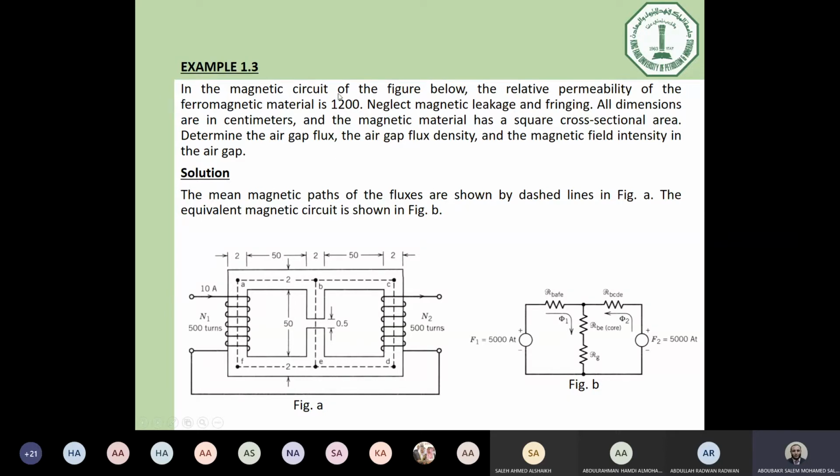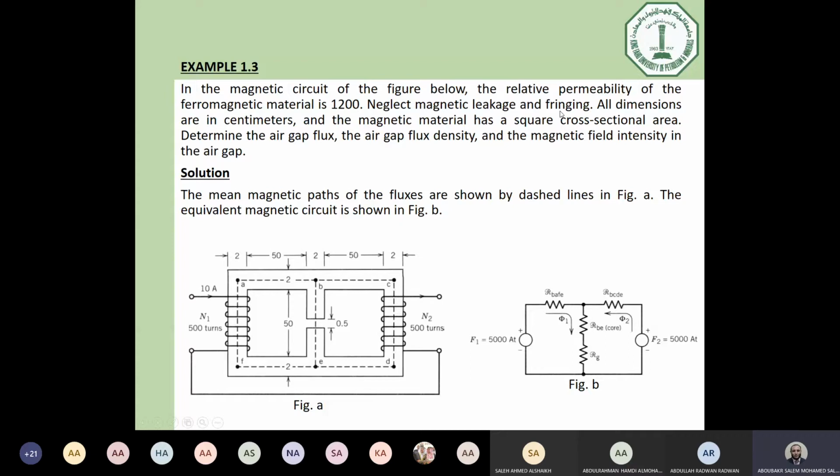In the magnetic circuit of the figure below, the relative permeability of the ferromagnetic material is 1200. If the permeability is given with fixed number, this means we are going to operate the core at fixed permeability. So no need for curves anymore, and we assume that we are working in the linear part, for instance. Okay, so this is the value of permeability we are going to use in all of the problem. It's stated also here, neglect the magnetic leakage and fringing.